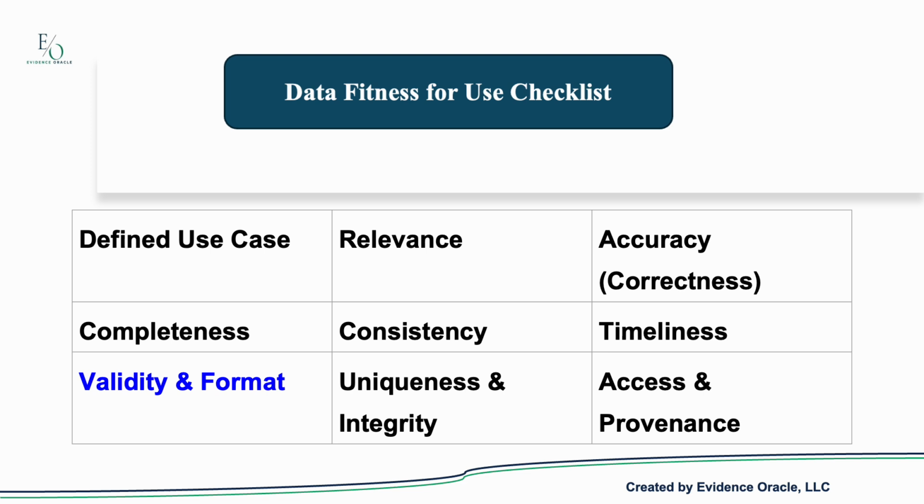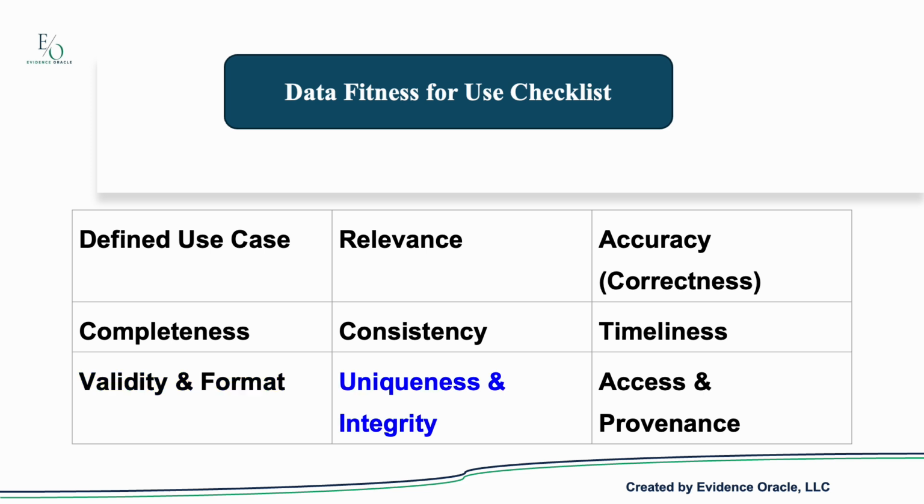Validity and format are also important. Validity asks whether the data follow expected formats, rules, and standards. Check for incorrect codes, units, or values that don't make sense. Well-structured data are easy to analyze and trust. A key message: if data don't make sense structurally, it won't make sense analytically.